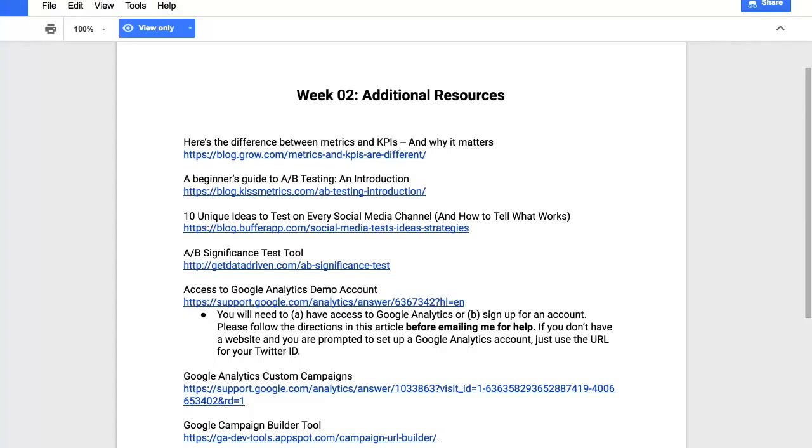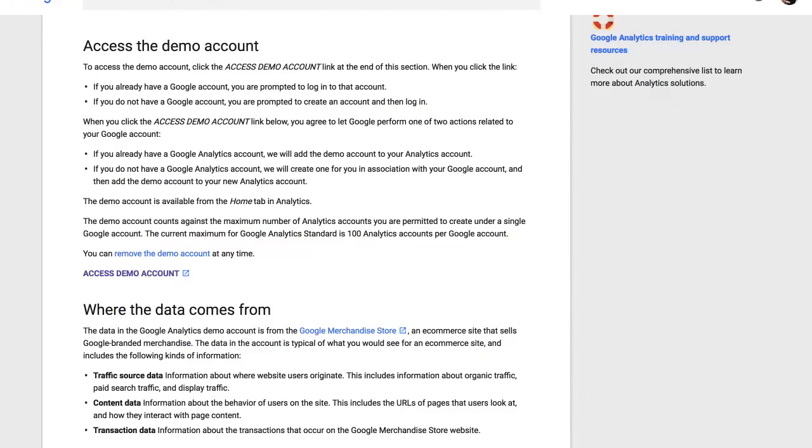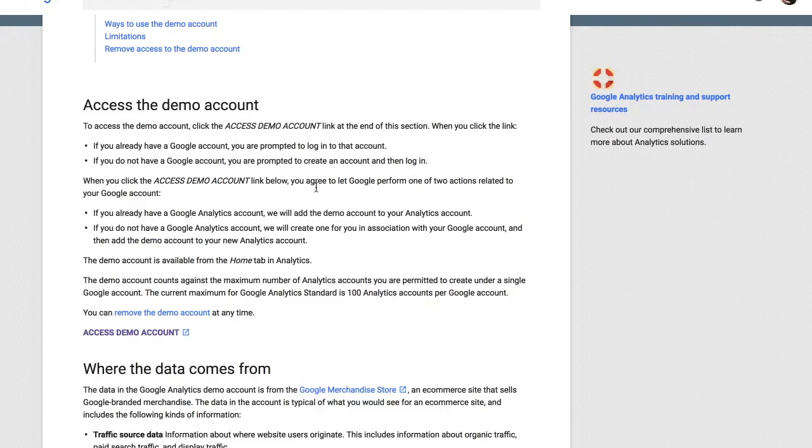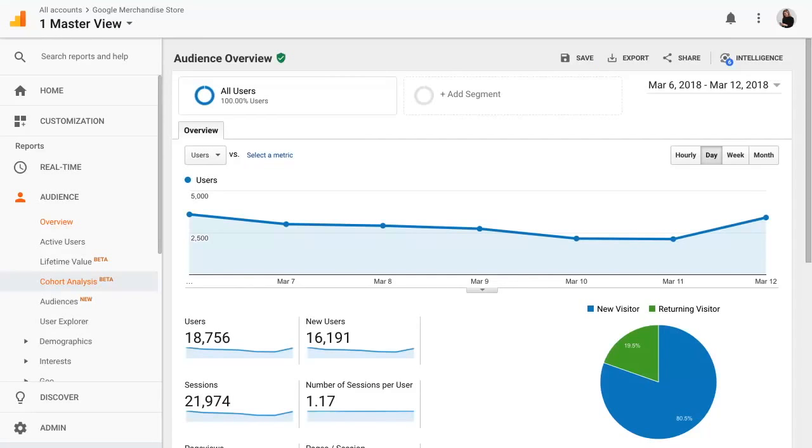So when you click this link, it's going to bring you to this page here. So access the demo account. Then you click access demo account, and it's going to open up your Google Analytics. So we'll do it as an example right now. Apologies for the slow Wi-Fi all of a sudden. So this is the first thing you'll see when you get to the demo account. Now, once again, we're going to spend more time on this dashboard, but just peruse around a little bit so you can get a little comfortable.